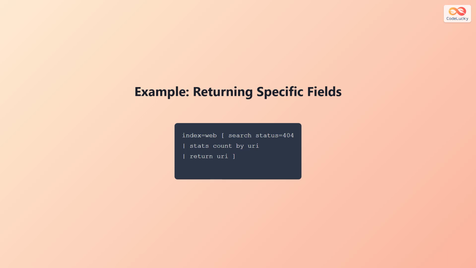Here the main search indexes web events. The subsearch filters for status 404 errors, counts events by URI, and returns only the URI field values. This example shows how to return specific fields from subsearches.